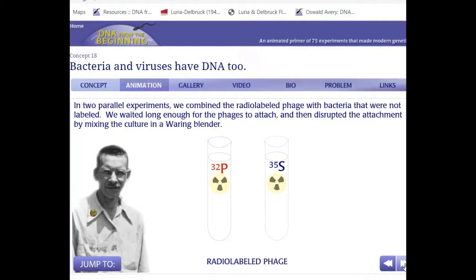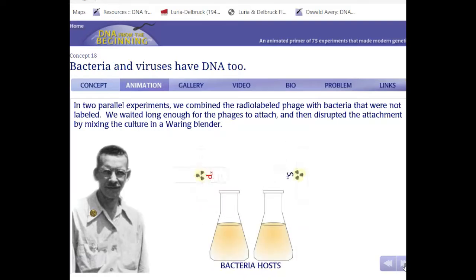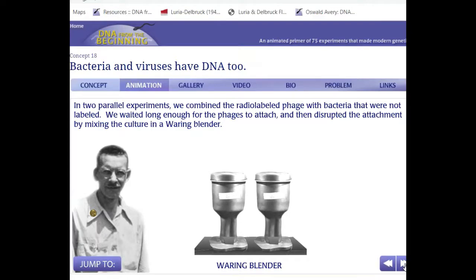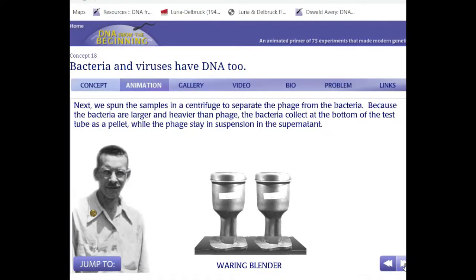In the two parallel experiments, they combined the radiolabeled phage with bacteria that were not labeled, and waited long enough for the phages to attach. Then they disrupted the attachment by mixing the culture in a Waring blender. Next, they spun the samples in a centrifuge to separate the phage from the bacteria. Because the bacteria are larger and heavier than the phage, the bacteria collect at the bottom of the test tube as a pellet, and since the phage is very small, it stays in suspension in the supernatant.